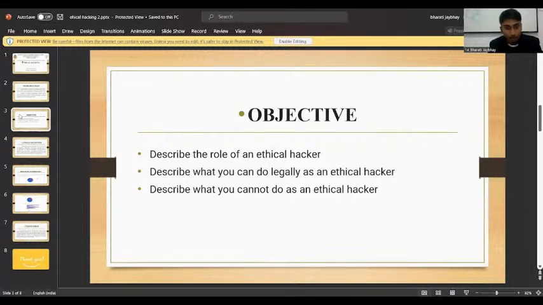Objective: describe the role of an ethical hacker. Describe what you can do legally as an ethical hacker. Describe what you cannot do as an ethical hacker.